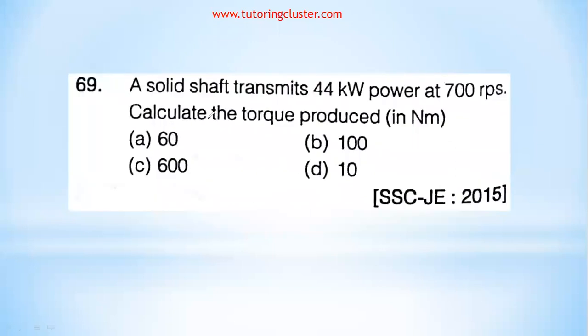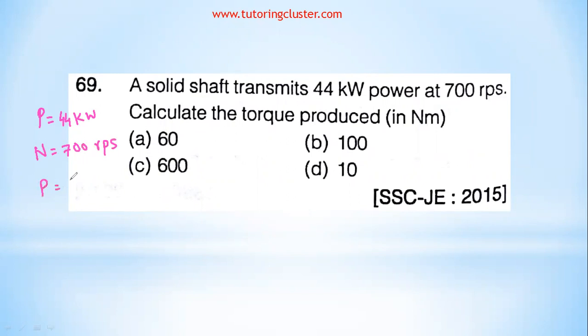Next, let us see 69. A solid shaft transmits 44 kilowatt at 700 rps. Calculate the torque produced in Newton meter. What is power? Power is given to you, 44 kilowatt. Next, what is N? 700 revolutions per second.